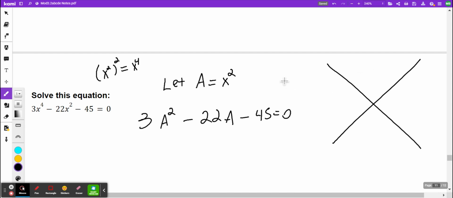3 times 5 is 15. 3 times 40 is 120. So I should have negative 135 for 3 times 45. Oh, negative 45. Then I'm going to have negative 22.